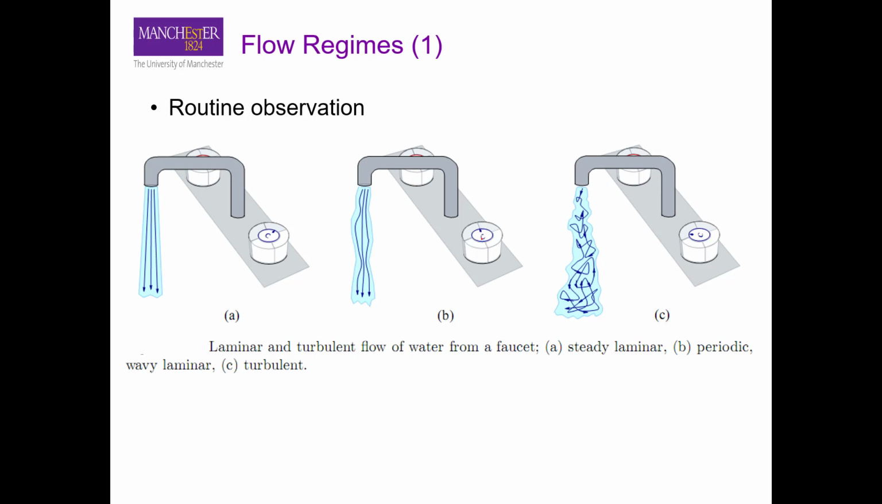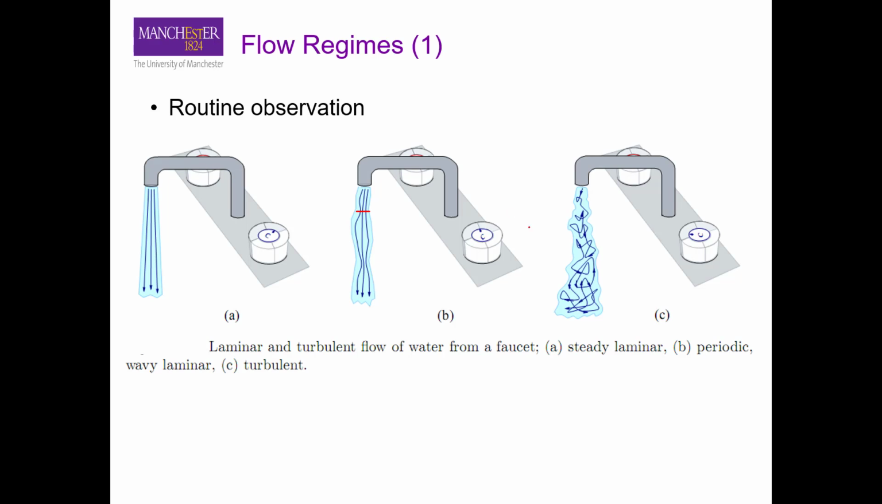While if you open the tap a bit more, you increase the flow, and the jet starts to get a periodic wavy structure. And if we visualize the streamlines, we can see that at some points there is a decrease in velocity. As I said in the previous lecture, if the streamlines are closer together, it means there is an increase of velocity, and if they are further apart, it means that there is a decrease in velocity. So you have regions where you have decrease and increase of velocity, and that creates some kind of disorder.